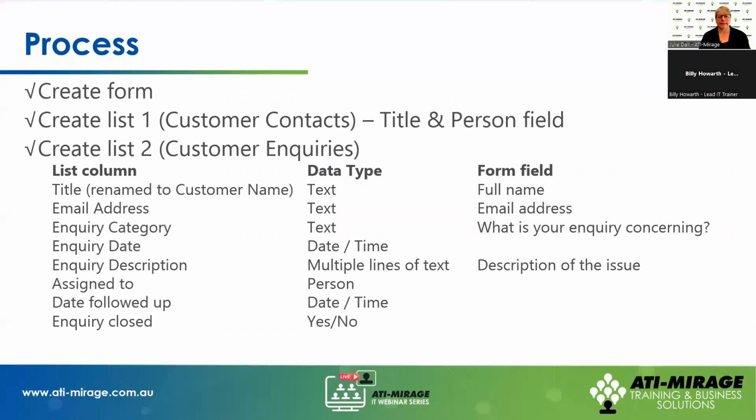The second list contains the information from the form, as well as the inquiry date, which is automatically populated with the current date, the person who is assigned to, which is where we want to record the information from the other list, the date it was followed up, and whether or not the inquiry is closed. And those 2, of course, are the manually entered fields that the assigned to person needs to complete.